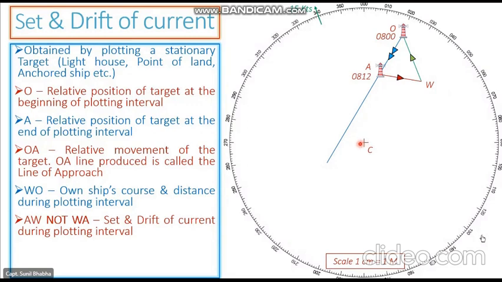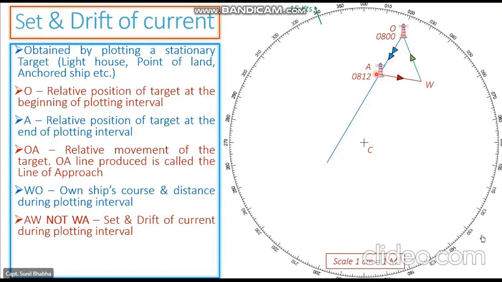Our ship has traveled in this direction because of the current. And relatively, the lighthouse appears to go from point Whiskey to Alpha. Therefore, the set of the current is from Alpha to Whiskey, shown by the direction of the arrow. And if you measure the distance between Alpha and Whiskey, this gives you the drift of the current. This is the drift of the current within the plotting interval.